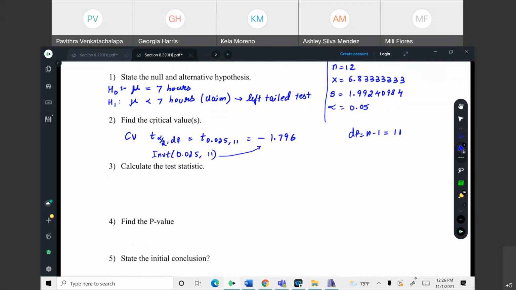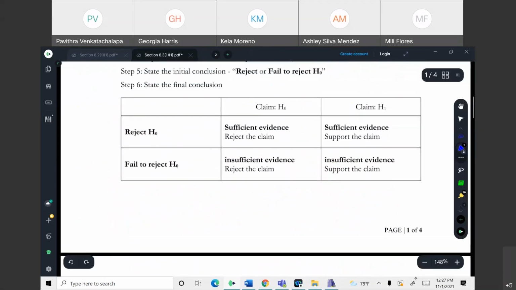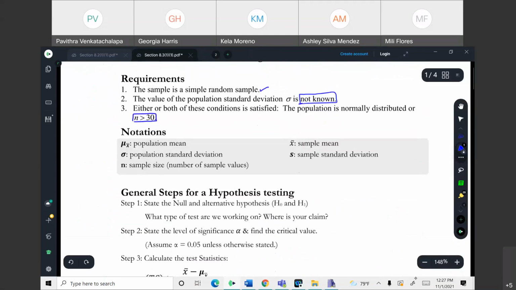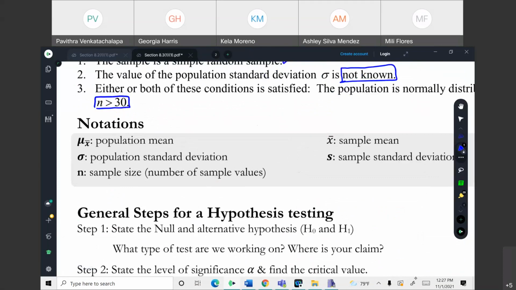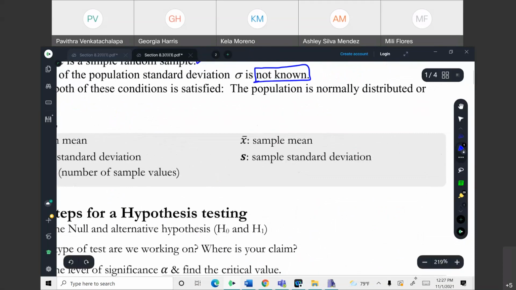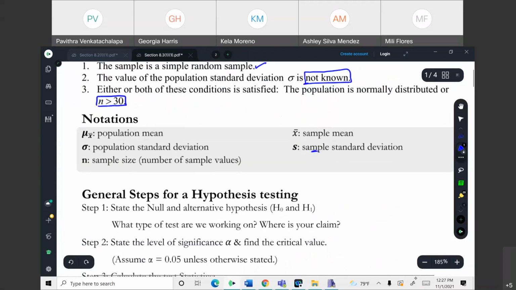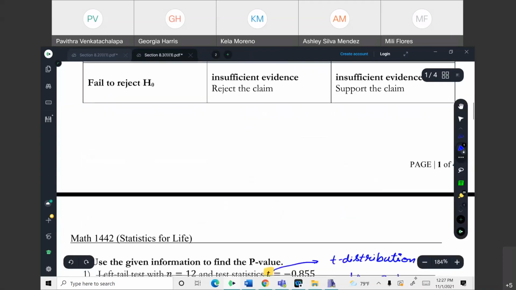Okay. So once you find the critical value, the next step is to find the test statistic, the T value, which is x bar minus mu of x bar divided by S divided by square root of n. Now, what is this mu of x bar? That is your population mean. X bar is your sample mean. Sigma is the population standard deviation, whereas S is the sample standard deviation. So S is given, X bar is given, population mean is also given. All you have to do is calculate.